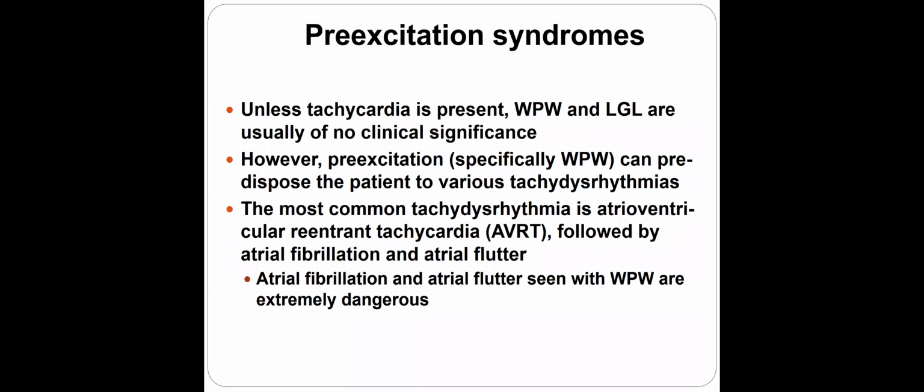So this is how you can diagnose this LGL syndrome. Now, what will happen with this pre-excitation syndrome? As I mentioned, relatively, that can form what are called AVRT tachycardias. So paroxysmal tachycardias can develop when we have this re-entry phenomenon. And that can be followed by fibrillation or atrial flutter as well.